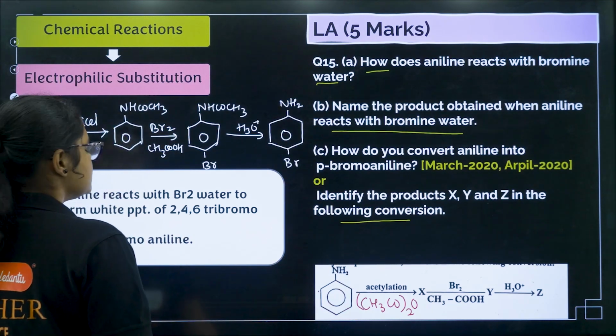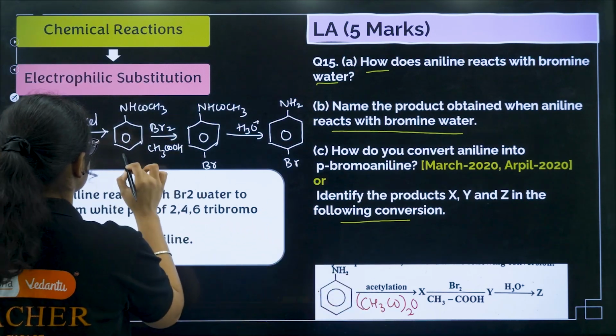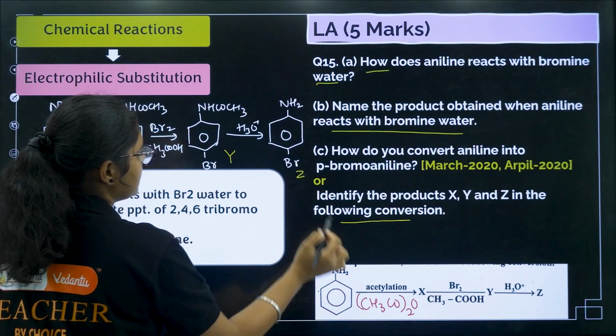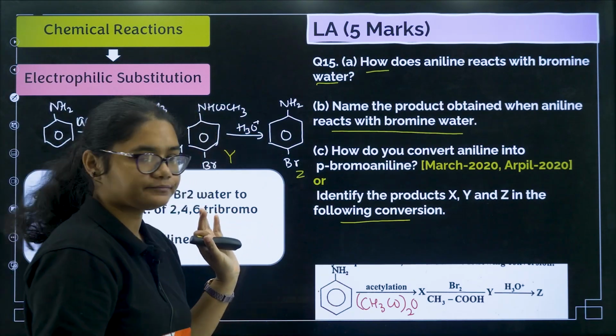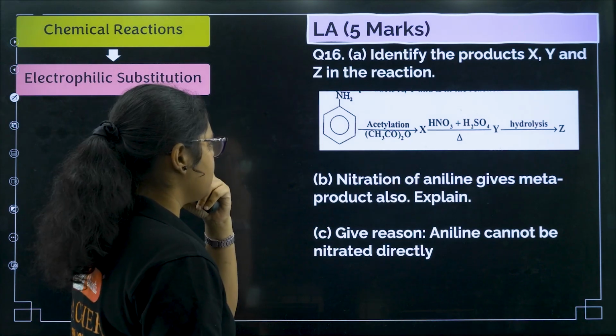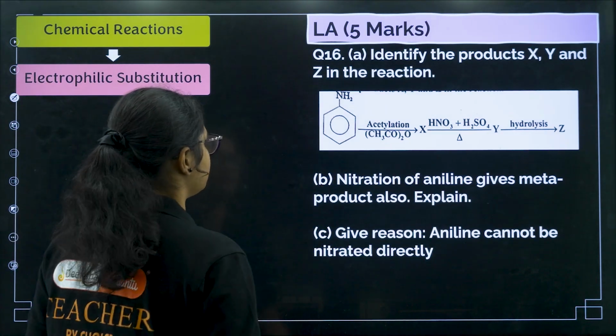Clear? So now what is X, Y, Z here? So the X is this one, the acylated one, Y is the bromine one, and Z is this one. Clear? Got it? So next is question number 16. Identify the product X, Y, Z in the reaction. Okay, it's very similar to this one.